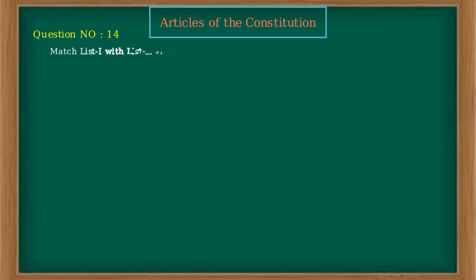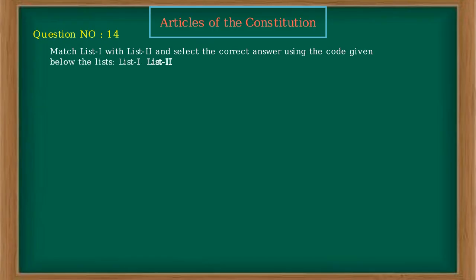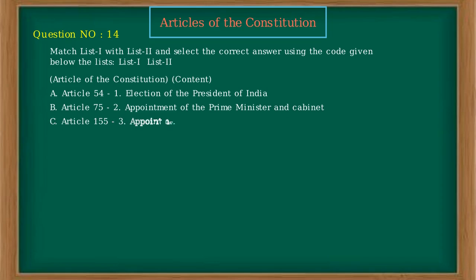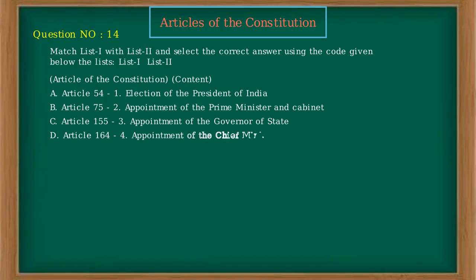Match list I with list 2 and select the correct answer using the code given below the lists. List I: Article of the Constitution. List 2: Content. A. Article 54, 1. Election of the President of India. B. Article 75, 2. Appointment of the Prime Minister and Cabinet. C. Article 155, 3. Appointment of the Governor of State. D. Article 164, 4. Appointment of the Chief Minister and Council of Ministers of a State.